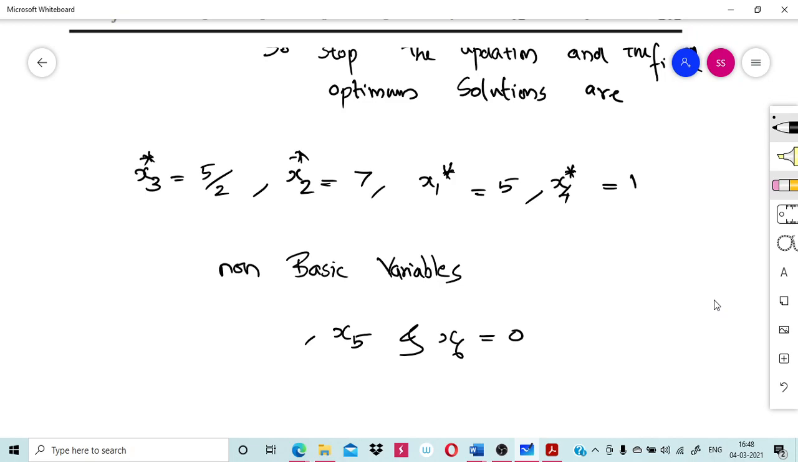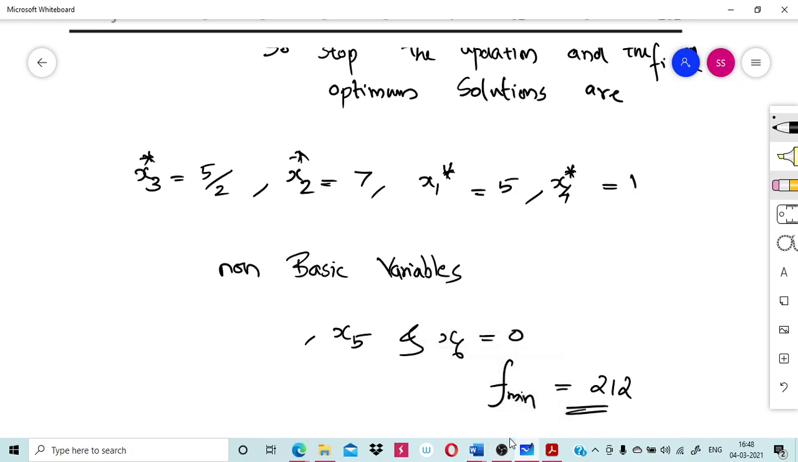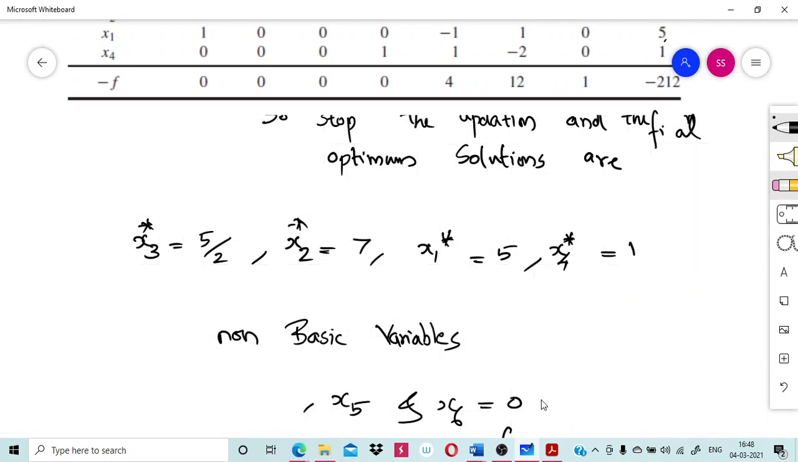And the minimized value, f min, will be equal to 212. Okay, this is the dual simplex method explanation. So how to solve LPP using the dual simplex method. So that is our discussion.